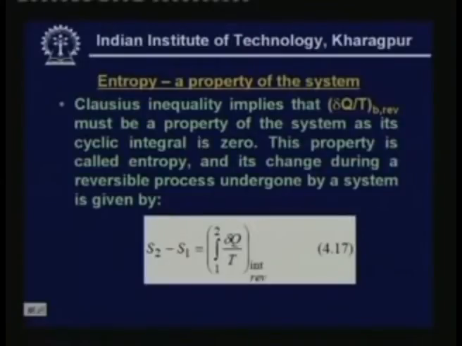So, this is the summary of what I have been telling you. Clausius derived this property based on his inequality, and this property is called entropy. The entropy change of a system during a process, if the process is reversible, is given by this equation. That means S2 minus S1 is equal to the integral of ∂Q/T, and this process has got to be internally reversible. So, if you want to find the entropy change during an internally reversible process, you have to integrate the quantity ∂Q/T from the initial state to the final state.